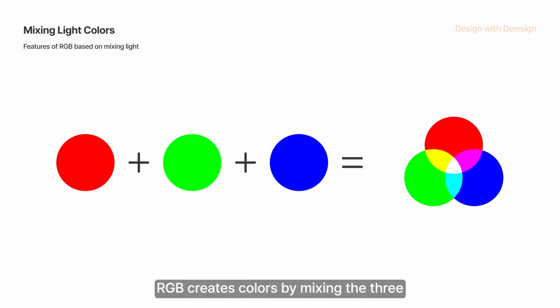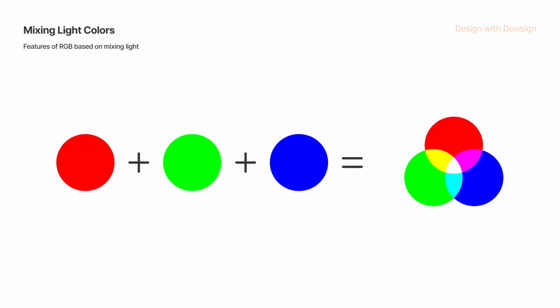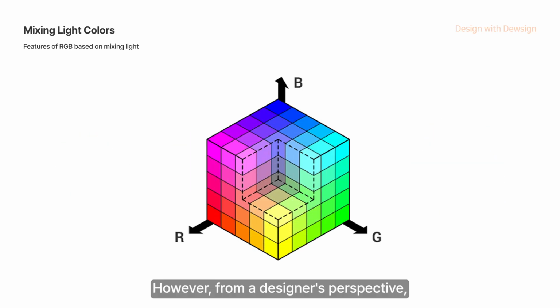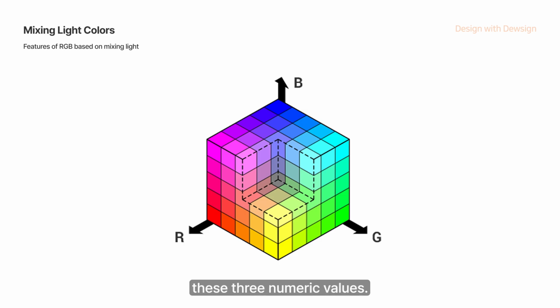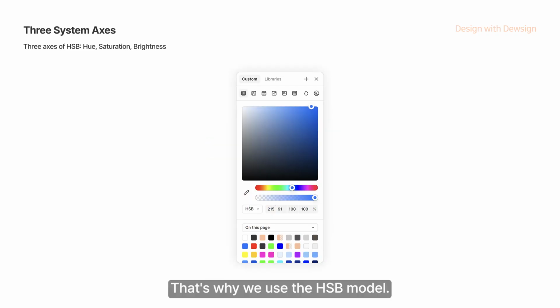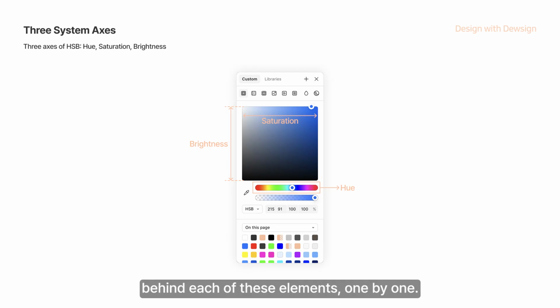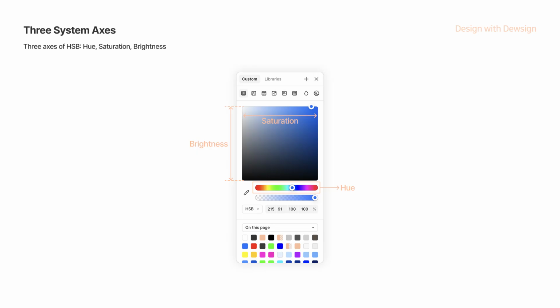RGB creates colors by mixing the three primary colors of light: red, green, and blue. However, from a designer's perspective, it is actually quite difficult to intuitively find the color you want just by mixing these three numeric values. That's why we use the HSB model. This model operates based on three key axes: hue, saturation, and brightness. Let's take a closer look at the principles behind each of these elements, one by one.